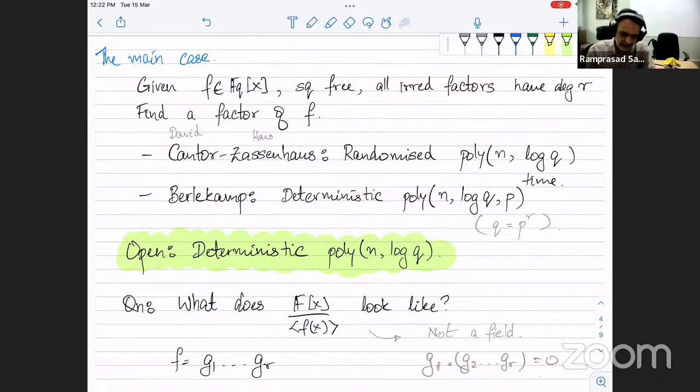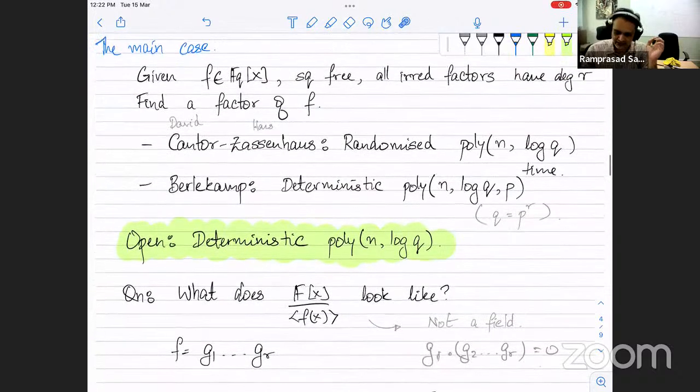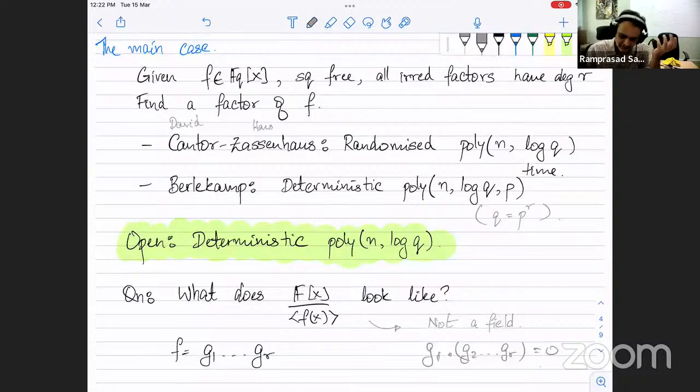Well, if this guy had an inverse, then I could multiply by that inverse and get rid of it. It would tell me that g2 through gr equals 0. But we know for a fact that's not true, because this is a polynomial of smaller degree. Therefore, g1 is a zero divisor, in the sense that it's non-zero, but there is a way to multiply it with something else to make it zero. Such a zero divisor cannot have an inverse.